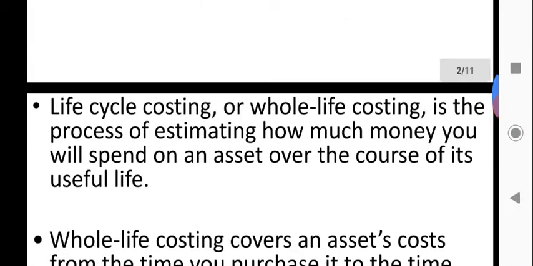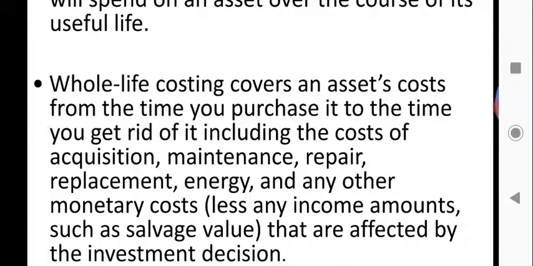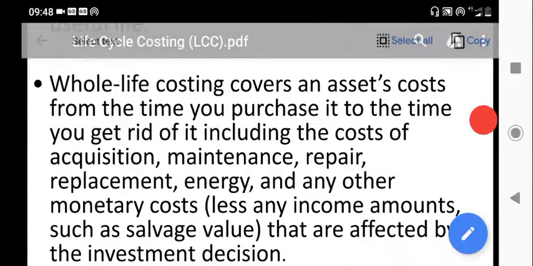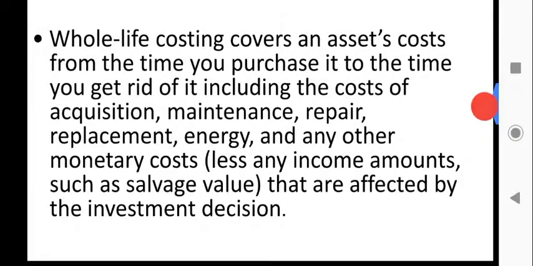So here the life cycle costing, or whole life costing, is the process of estimating how much money you will spend on an asset over the course of its useful life. The whole life cycle costing covers an asset's cost from the time you purchase it to the time you get rid of it, including the cost of acquisition, maintenance, repair, replacement, energy and any other monetary cost, less any income amounts such as salvage value that are affected by the investment decision.